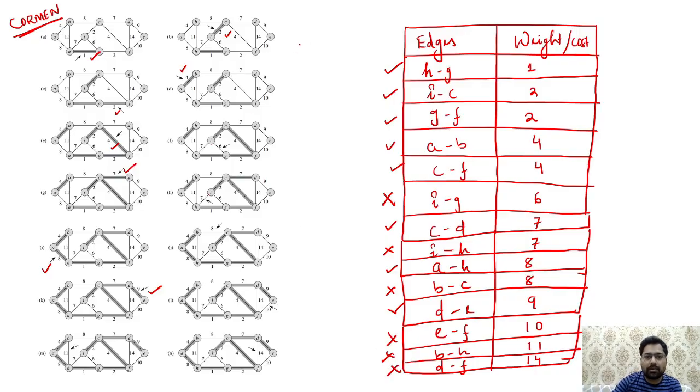So the total cost of the MST. Here more than one MST could be possible. Why? Because the edges are not distinct. Some edges have similar values. So those who have not visited the introduction video, kindly watch the introduction video, through which it could be very easy for you to understand.